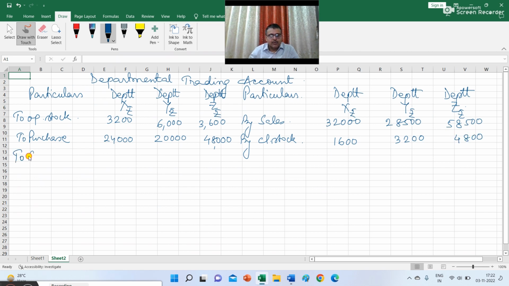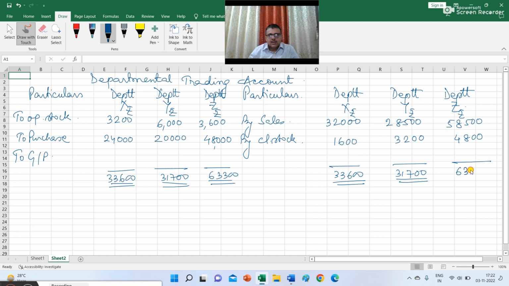So what is the amount of gross profit? This will be the balancing figure. So we will get a gross profit of 6,400 for department X, 5,700 for department Y and 11,700 for department Z.